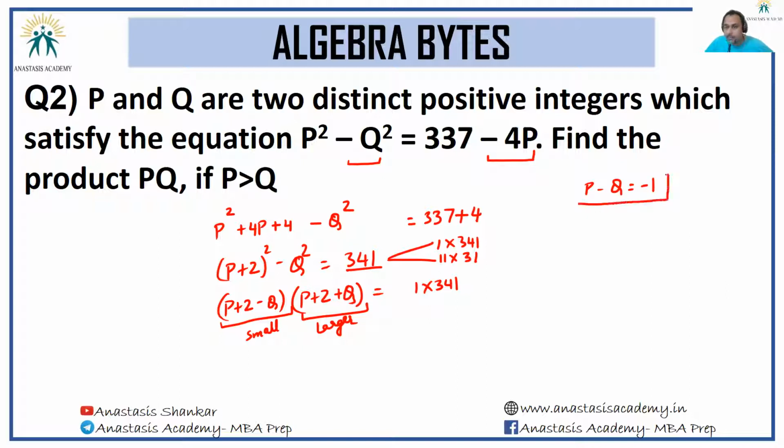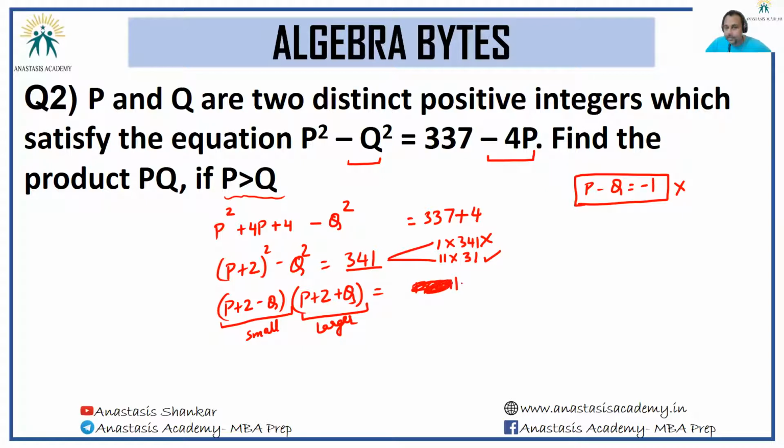But can you see, as soon as you arrive at this point, this is unacceptable because the question told me p is greater than q. So p minus q cannot be a negative number, which tells me this pairing will not work. Only the second pairing will work.